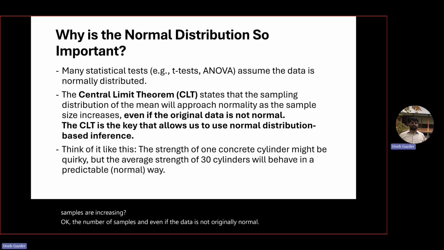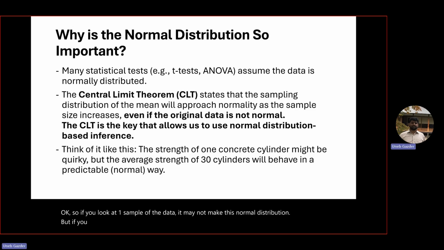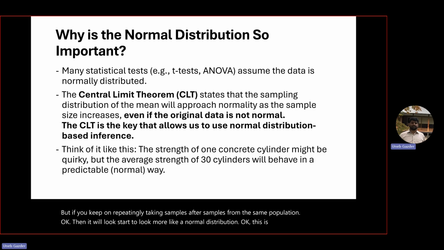So if you look at one sample of the data, it may not make this normal distribution. But if you keep on repeatedly taking samples after samples from the same population, then it will start to look more like a normal distribution. This is the whole idea behind central limit theorem, and that will allow us to assume normal distribution and then make inferences about the data.